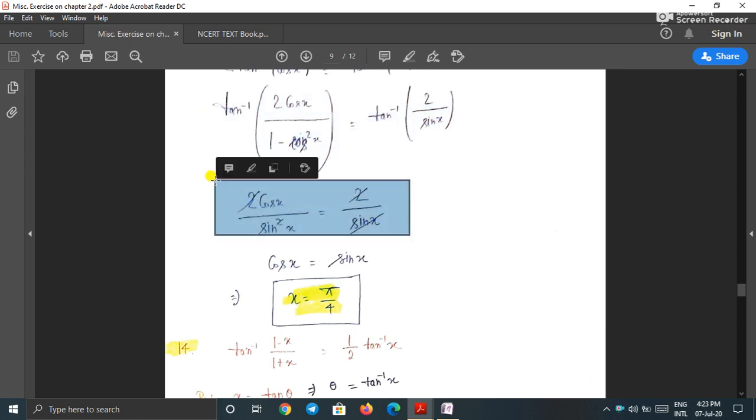Tan inverse has not cancelled with tan, keep this in mind. Tan inverse is an injective function in the principal value branch. I am again repeating, it is injective in the principal value branch, not everywhere, okay.